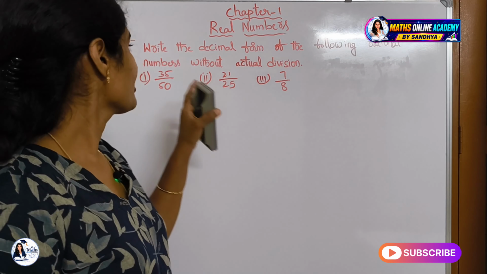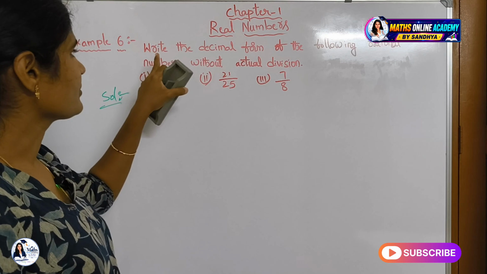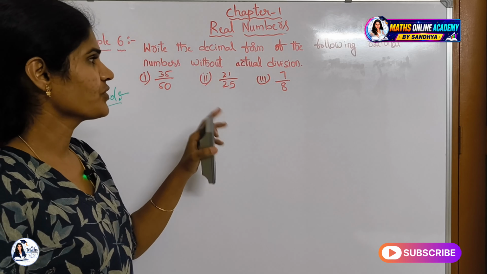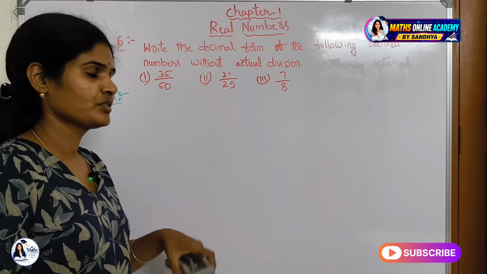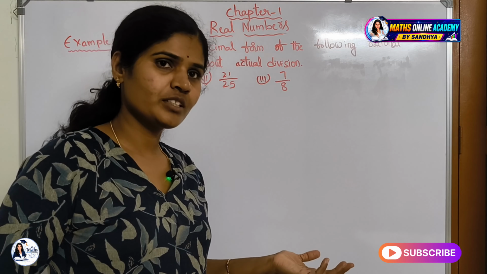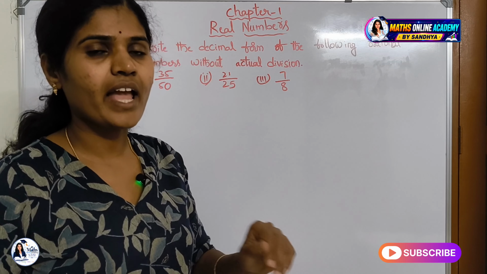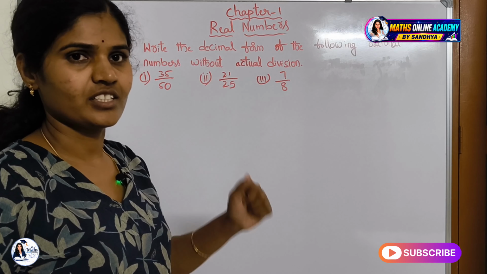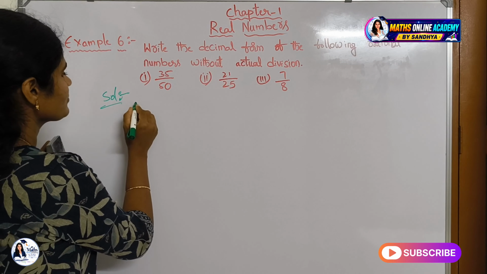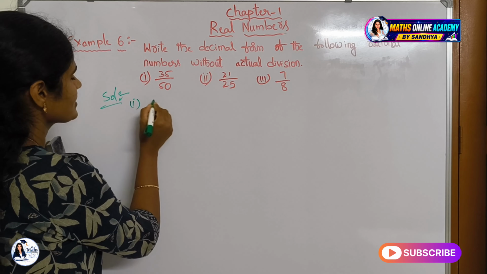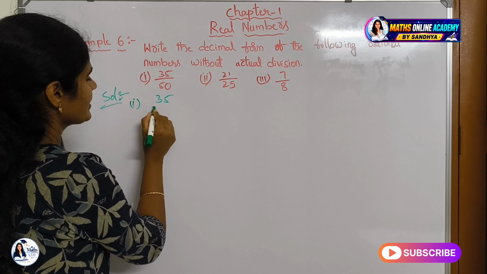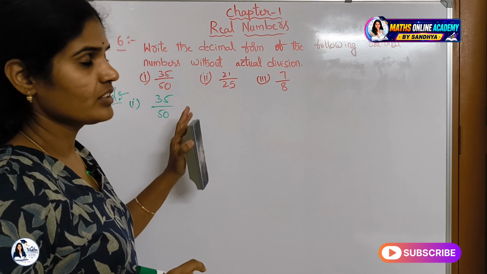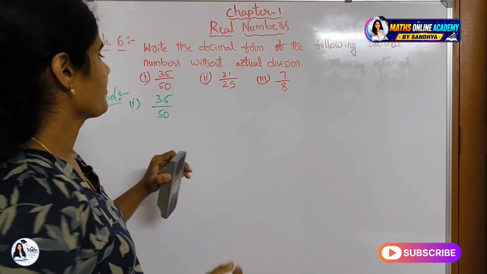And next example is example 6. Write the decimal form of the following rational numbers without actual division. By using the previous theorems, without actual division, we can solve all the rational numbers. So, first one is 35 by 50. Without actual division, you write the decimal form.